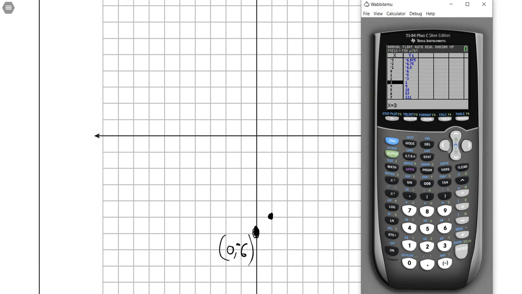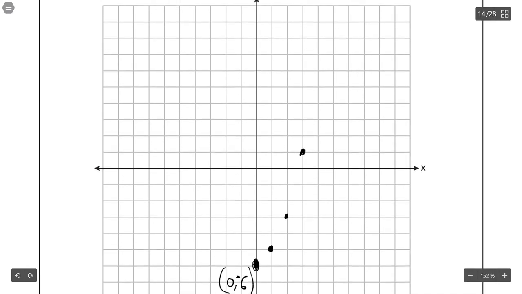Next point, 2, negative 3. So this is negative 5, this would be negative 4, negative 3. Then 3, 1. So 1, 2, 3, and 1. That would be the point (3, 1). Then 4, 9. So that's going to be 1 over and 9 up: 1, 2, 3, 4, 5, 6, 7, 8, and 9. And that should be enough.